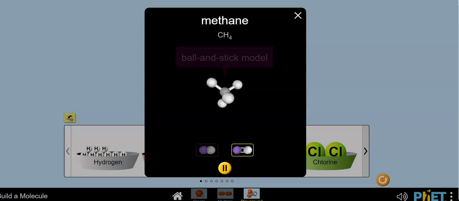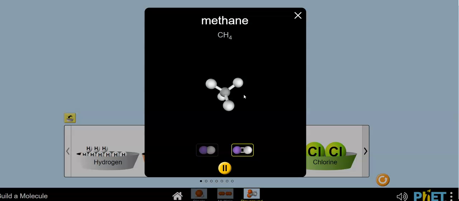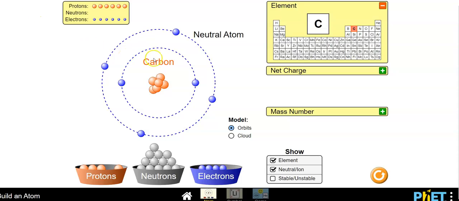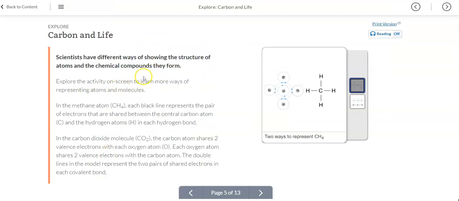What you can take note of in the space-filling model is that hydrogen only has 1 empty space for bonding for valence electrons. And I can show you that here. If I reset this, make hydrogen, right, atomic number 1 on the periodic table, it has 1 valence electron. So this is the only spot, right, where something can come in and bond with hydrogen. Scientists have different ways of showing the structure of atoms and the chemical compounds they form. In the methane molecule, CH4, each black line represents the pair of electrons that are shared between the central carbon atom and the hydrogen atoms in each hydrogen bond.